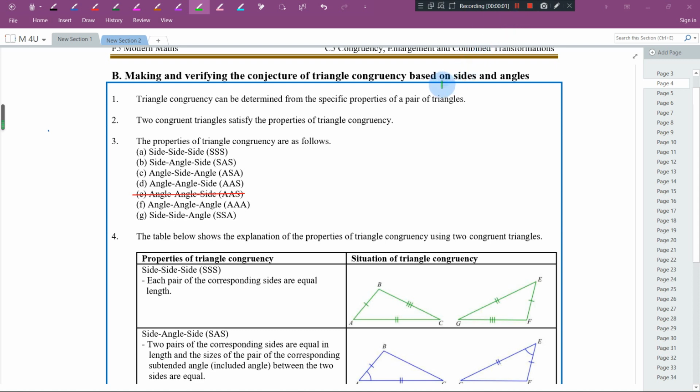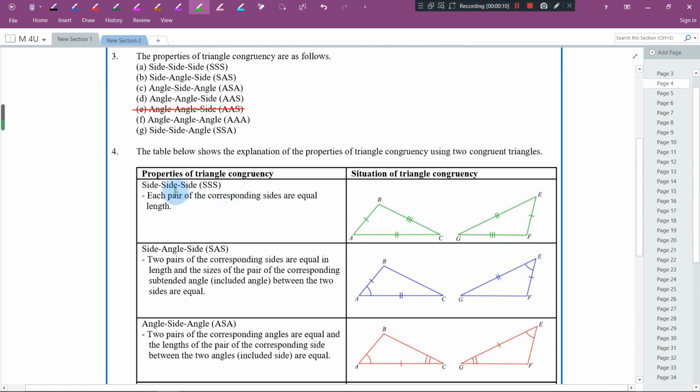Hi everybody, in this video let's learn about the properties of triangle congruency. Here we have 6 properties of triangle congruency that we need to learn. Let's look at the first one, side, side, side. It means that each pair of the corresponding sides are equal length.